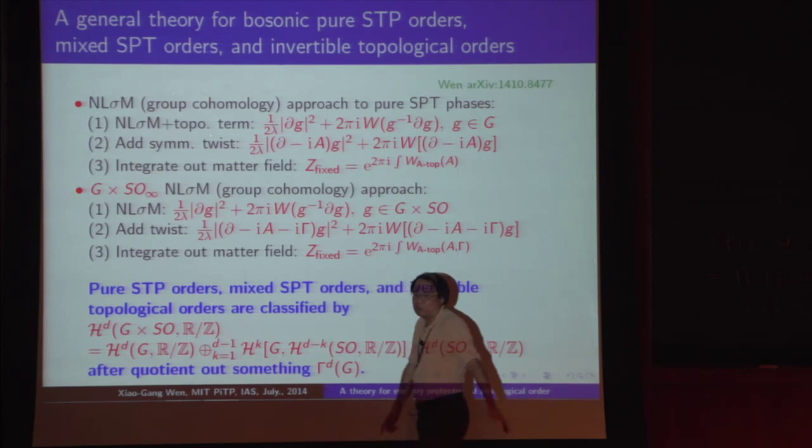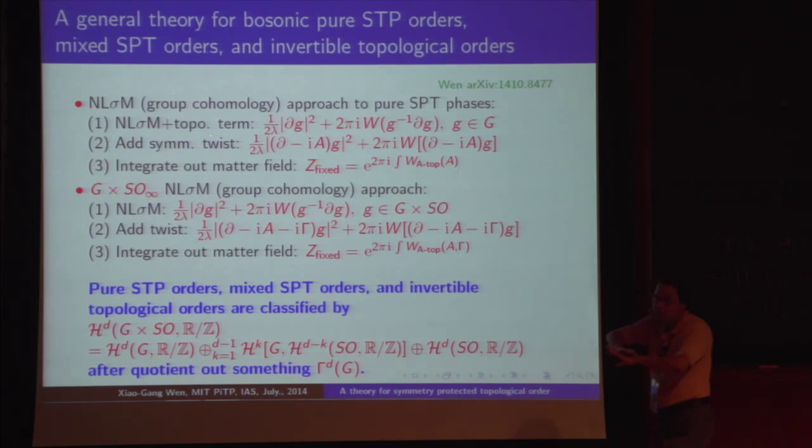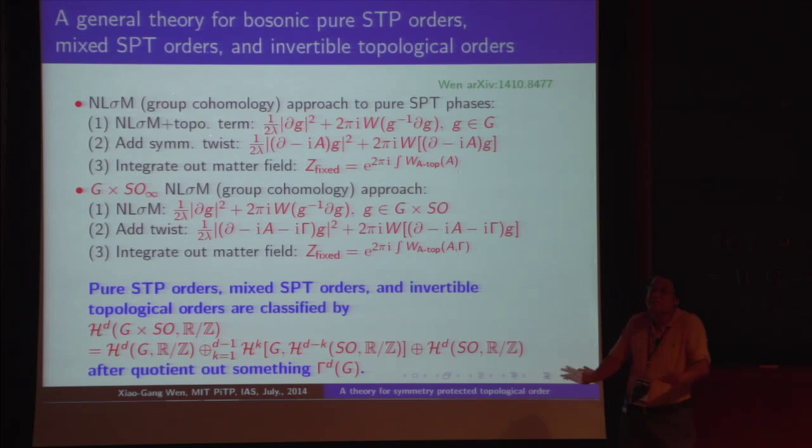The answer is no, and the reason is the following. When you have a curved space-time, the SO part is described by the tangent bundle. But the tangent bundle is pretty restricted. They are not arbitrary SO bundles over space-time. They are the tangent bundle, a particular SO bundle over space-time. So therefore, our ability to probe the SO part is rather limited.